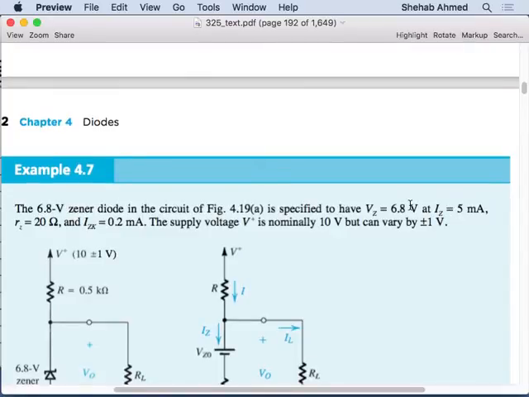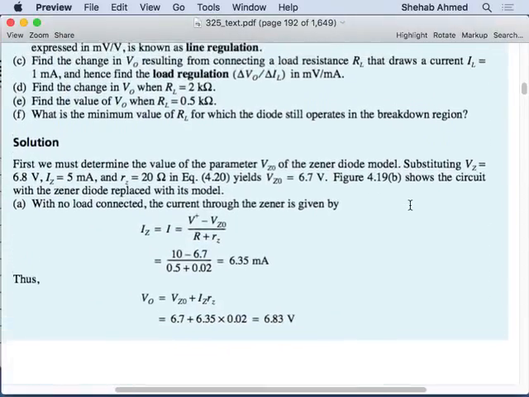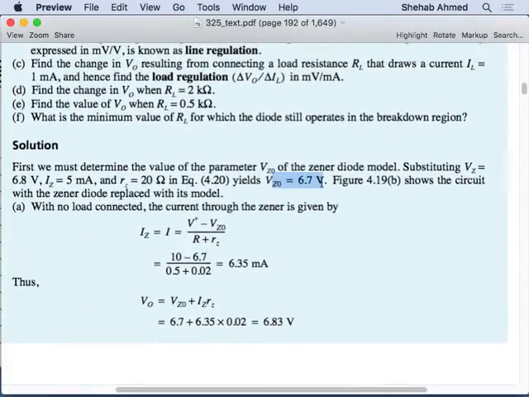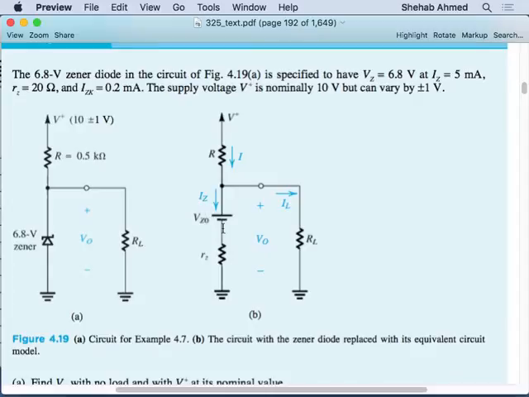I'm given this information. They are at 6.7. 6.7 is VZ0. Yeah, it's regulating at 6. So 6.8 is the VZ0 plus R0 times the current. Right? So first we must determine the value of the parameter VZ0 of the Zener diode. Why? Because we want to build the model. So for you to build the model, this is the model that we have. You have to find VZ0 and you have to find RZ. They gave you RZ as 20 ohms.